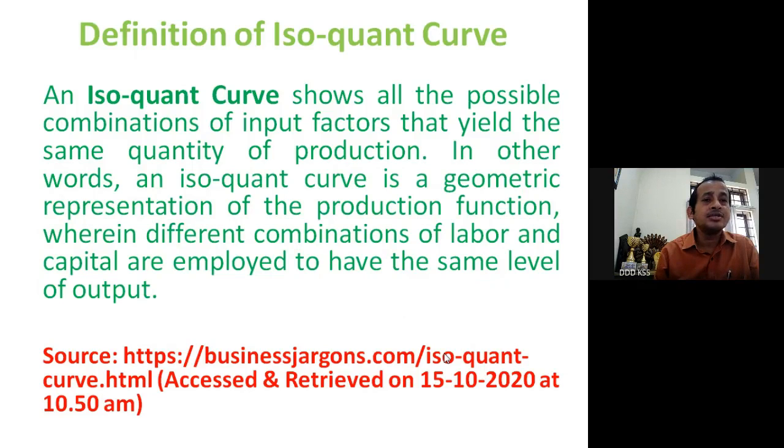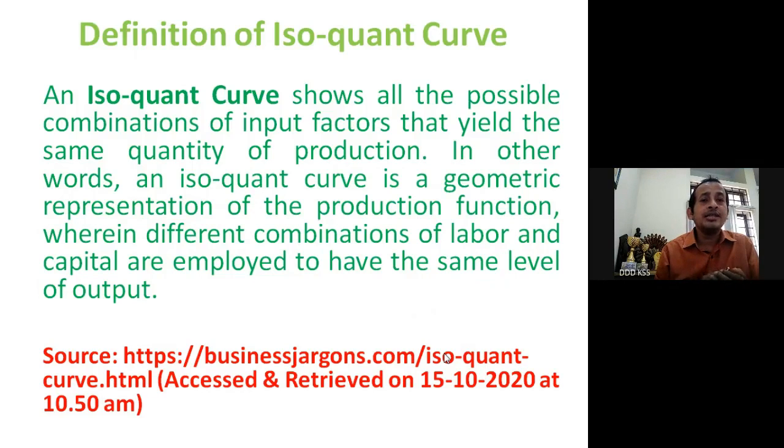In other words, an Isoquant curve is a geometric representation of the production function wherein different combinations of labor and capital are employed to have the same level of output. If we combine two factors of production, labor and capital, we may get the same level of output. This is basically the core concept of the Isoquant curve.